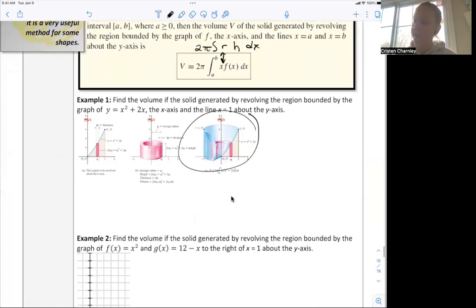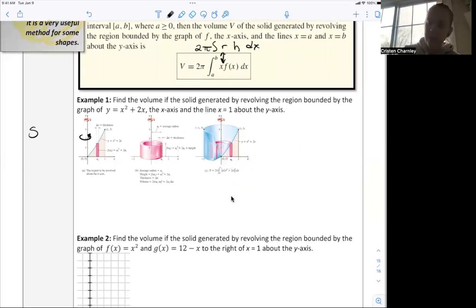Find the volume of the solid generated by revolving the region bounded by the graph of y equals x squared plus 2x, the x-axis, and the line x equals 1 about the y-axis. If we were talking about discs and washers, this would be a washer problem. There would be holes inside, and those slices would be perpendicular to the axis of rotation. But we're talking about shells, and shells are parallel to the axis of rotation.